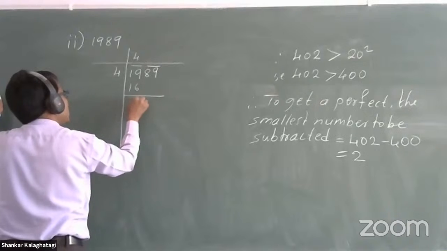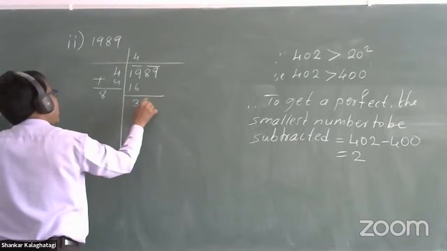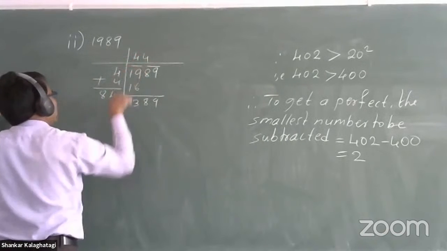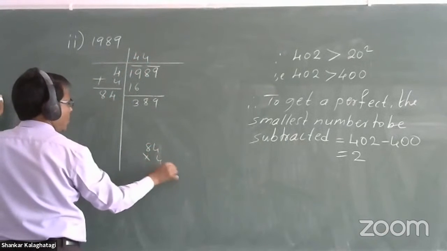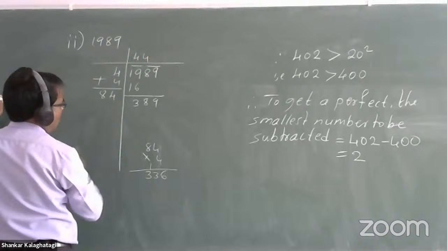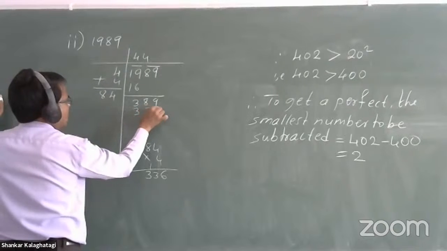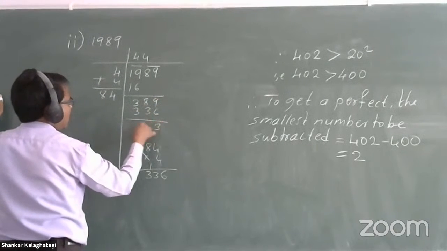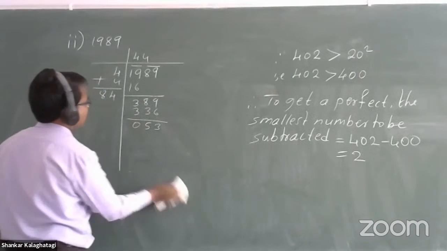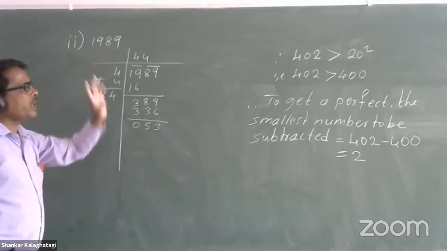What is remaining? 3 is remaining. Add these two. 4 plus 4 is 8. 8, 9 you take down. Close this. 8 4s are 32. I think 4 will come. 84 times 4 you should do. 4 4s are 16. 4 8s are 32. 33. So it is 336. What is remaining? 53. This 53 is extra, correct? If 53 is removed, it becomes 44 square.